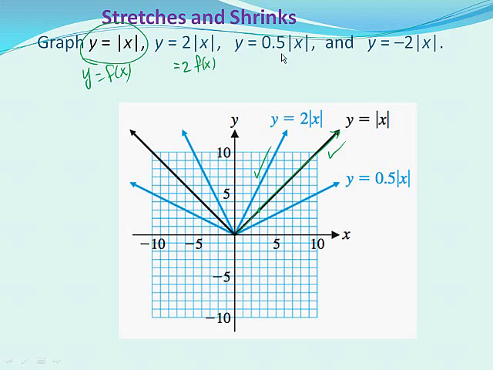y equal to 0.5 times absolute value of x. So this time the multiplying number is between 0 and 1. So it will be a vertical shrink. So this is that graph.